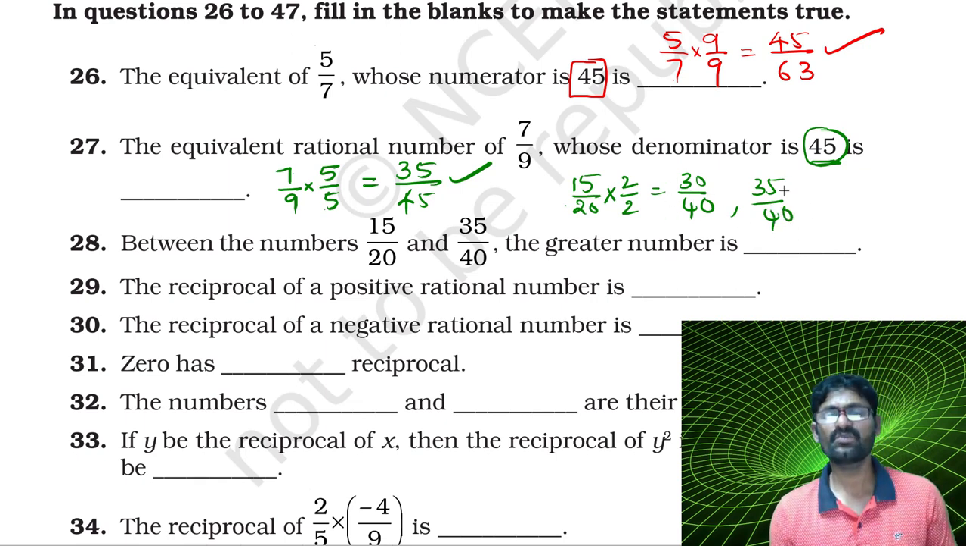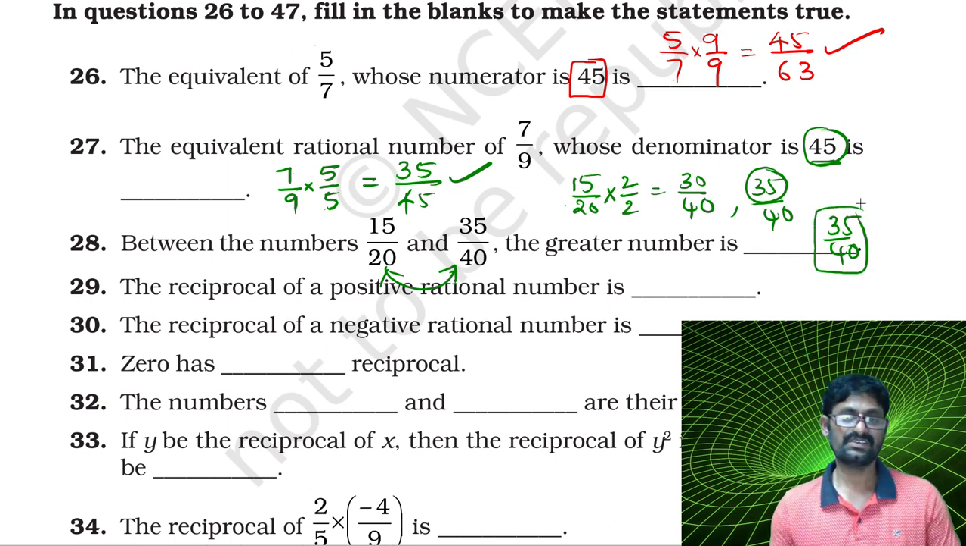So just compare the numerators, 30 and 35. Between 30 and 35, 35 is the greatest one. So among the given two numbers, 15 by 20 and 35 by 40, 35 by 40 is the greater one. So this is the answer. Okay, right.